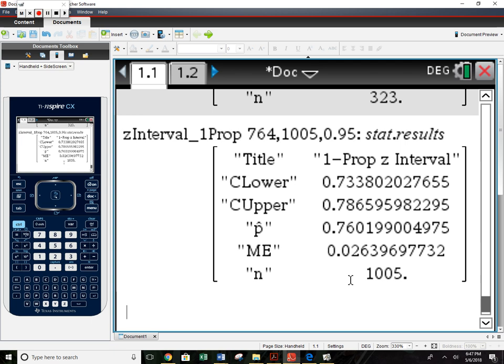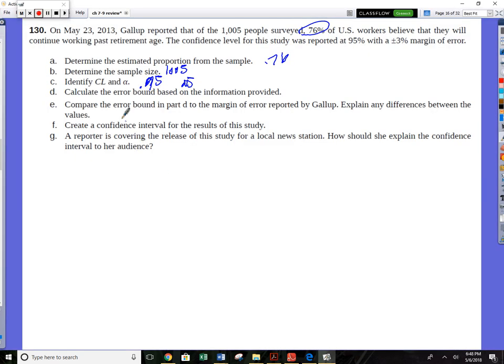Okay. So from the sample, here we go. 0.733 is the lower limit. P hat is 76%. And the margin of error is going to be 0.026. Okay. So the error bound was actually 0.026.